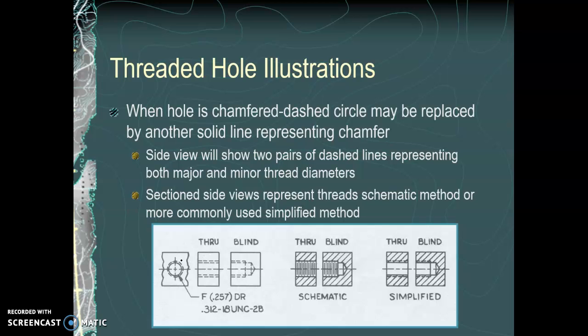So whenever you see a hole that is surrounded by a hidden line like this, you need to make sure that you look at the corresponding notation and see, is this in fact a threaded hole? The presence of something like 0.312-18 UNC tells us that this is definitely a threaded hole, because it is specifying the size of the threads, the thread series, and the class of fit.